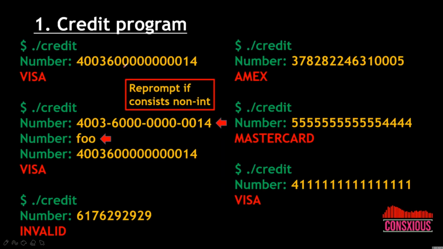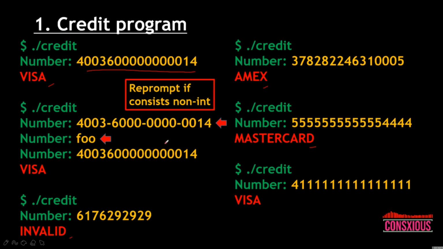So for the credit program, when the user keys in /credit, the program will prompt the user to key in the credit card number. The user will key in something like this, 13 or 16 digits. The program will determine which card the number represents: is it a Visa, AMEX or MasterCard, or something other than these three cards?